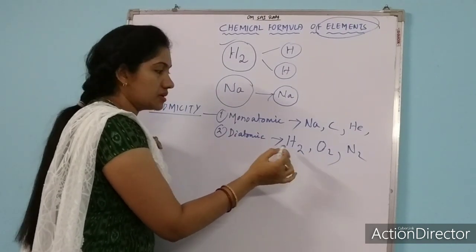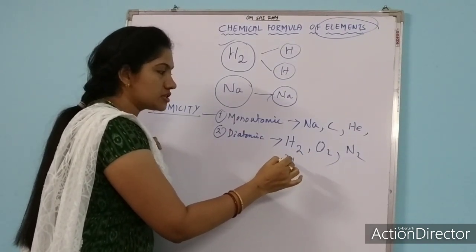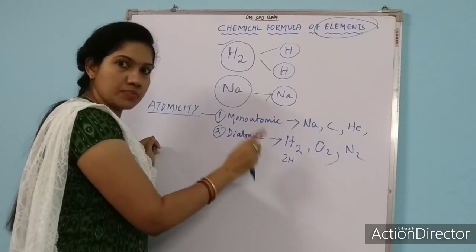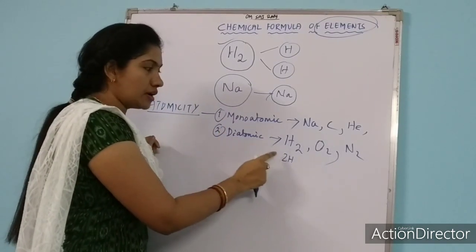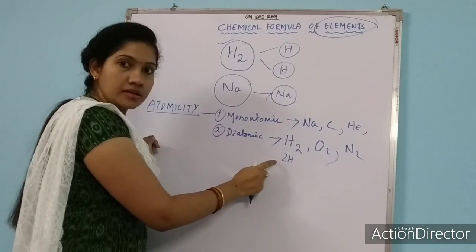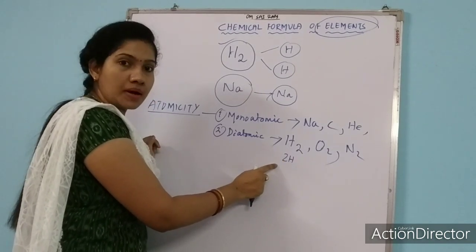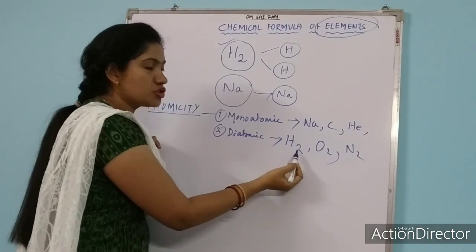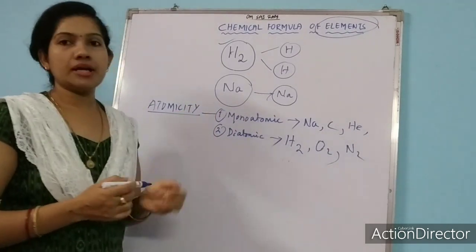Like this we will represent. We cannot write 2H. What will this represent? I will tell. You cannot write 2H to represent the atomicity of hydrogen. You have to write H2. Down below, you have to write 2.